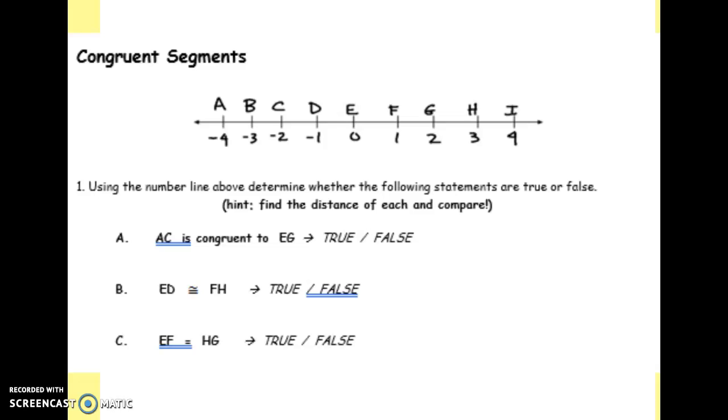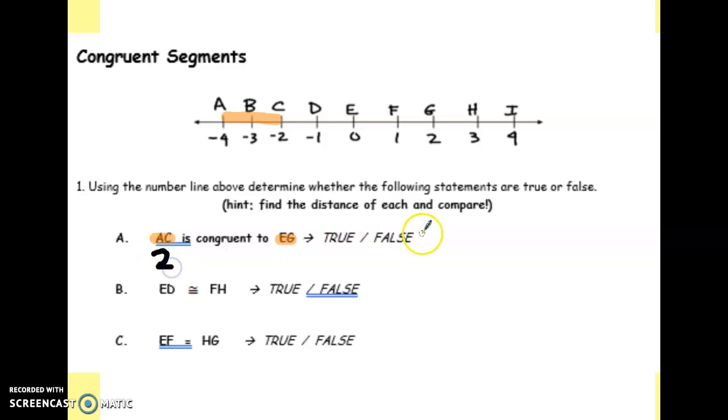All right, so let's look at some examples. Looking at this number line, let's see if we can determine whether the following statements are true or false. So we're going to find the distance of segments to see if they are equal to each other. This first one, AC is congruent to EG. If I come up here, here's AC. That would be a distance of 2. You can either skip count or you can also do your subtraction. Remember, distance is always positive.